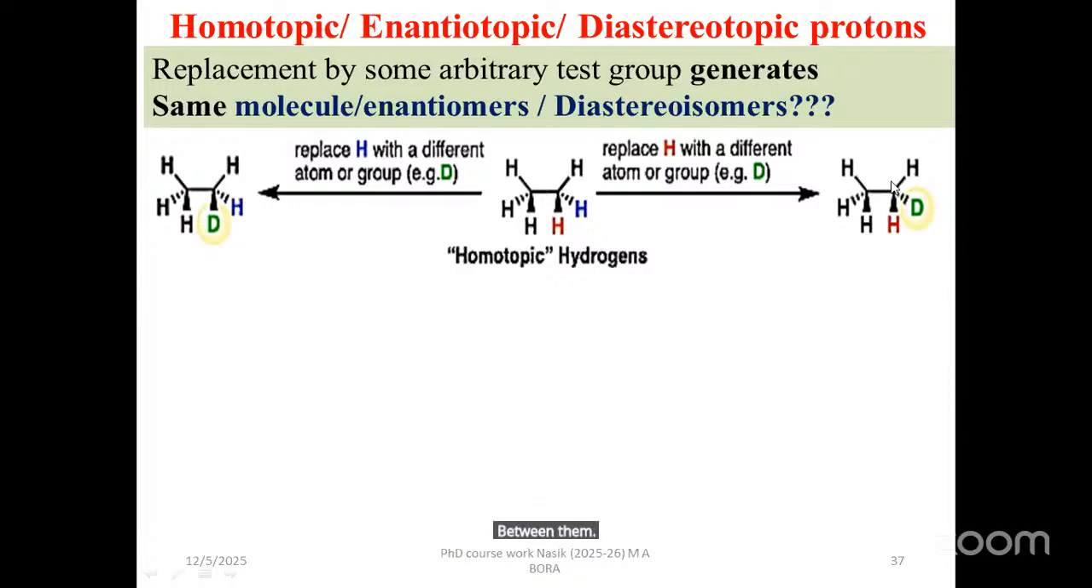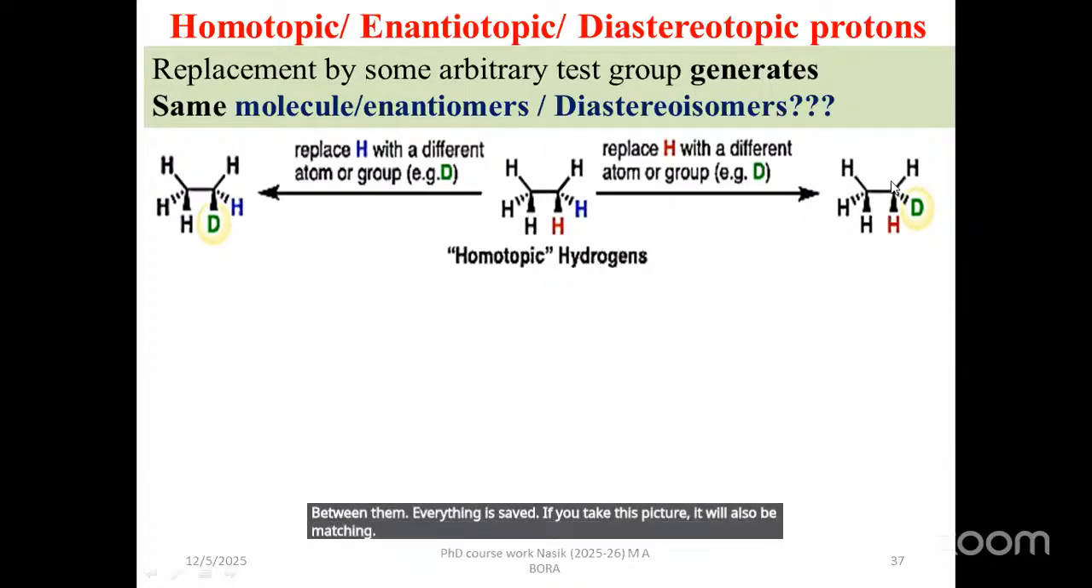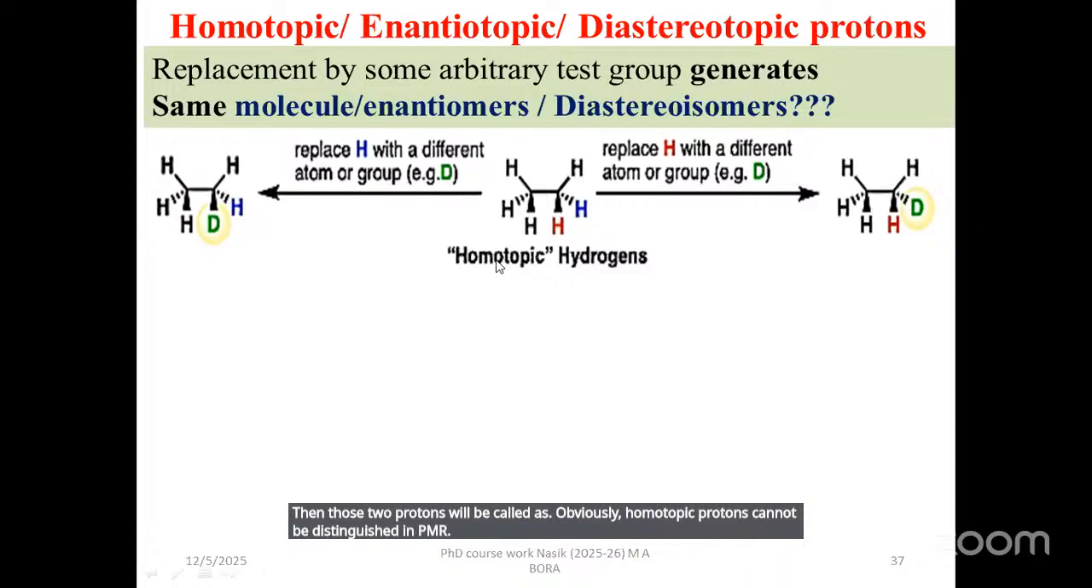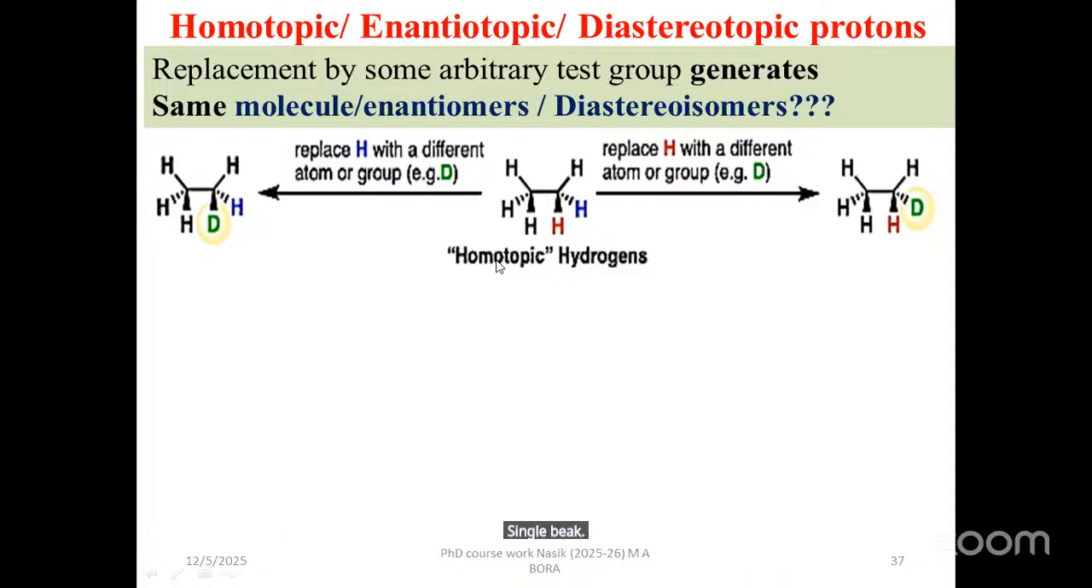Everything is the same. If you take the spectra, it will also be matching. If that is so, then these two protons are called homotopic protons. They are equivalent in all respects. We cannot distinguish between these two protons. Obviously, homotopic protons cannot be distinguished in PMR. They will appear as a single peak. Same means same chemical shift, so they will be together. Their peak will be the same.